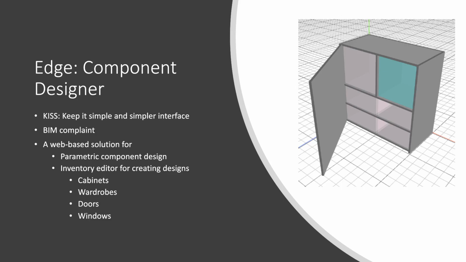So the first tool that we are going to look at is the component designer. Again, the fundamental philosophy of KISS has been adapted here. It's BIM compliant, meaning the measurements match the real world. So it is possible to produce a cut list and bill of quantities that will give you the exact ratio to the real world measurements. It's a web-based solution used for parametric component designing, and it can also be an inventory editor for creating designs such as cabinets, wardrobes, doors, and windows.